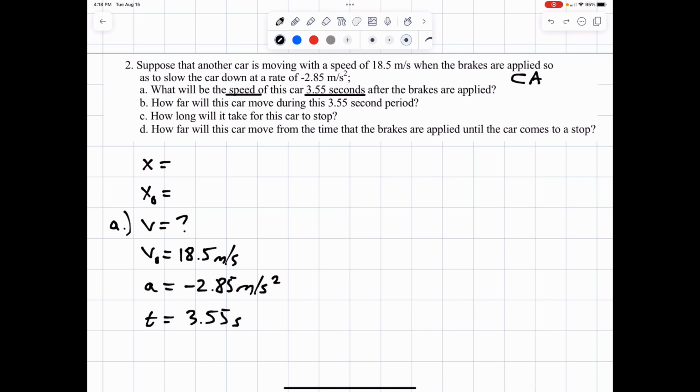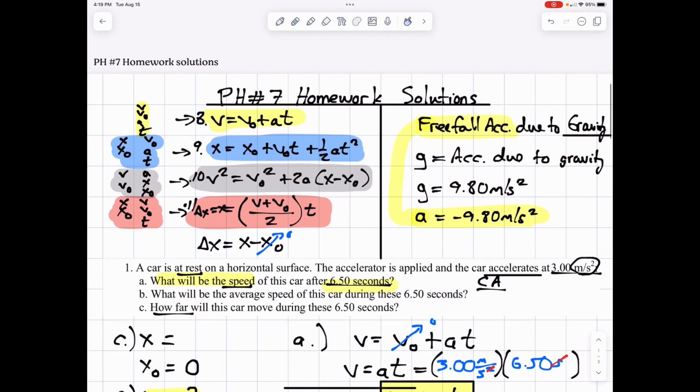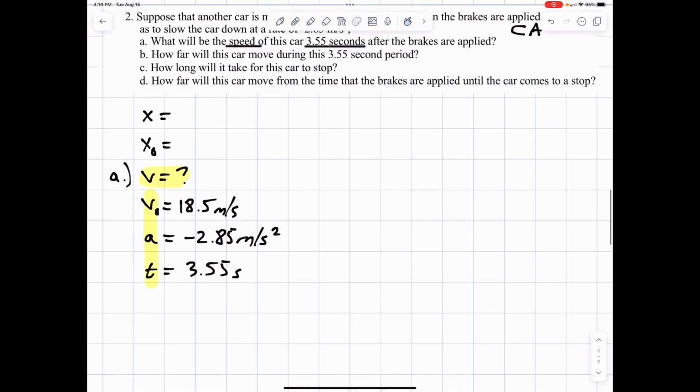So based on this, here's what I'm looking at. We're looking for V. We've got this, right? I'm thinking you should be able to use equation number 8 again at the top. V equals V naught plus AT. Okay, let's write the equation down. V equals V naught plus A times T. Now this time, you cannot cancel V naught because V naught has an actual value, okay? So we're just going to go ahead and substitute.